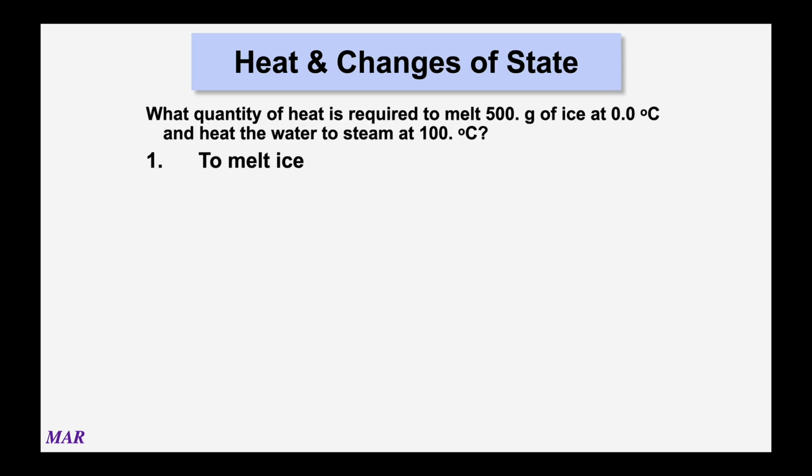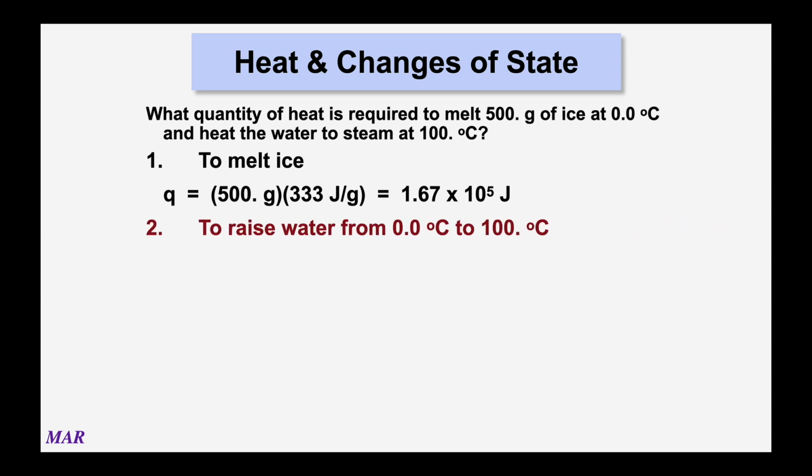First, we're going to melt the ice, and that's where that 333 joules per gram number comes in. We have 500 grams of ice. We're going to turn it into a liquid. 333 joules is required to turn 1 gram of ice into liquid water. Do the math, 3 sig figs: 1.67 times 10 to the 5th joules to turn the 500 grams of ice to liquid water.